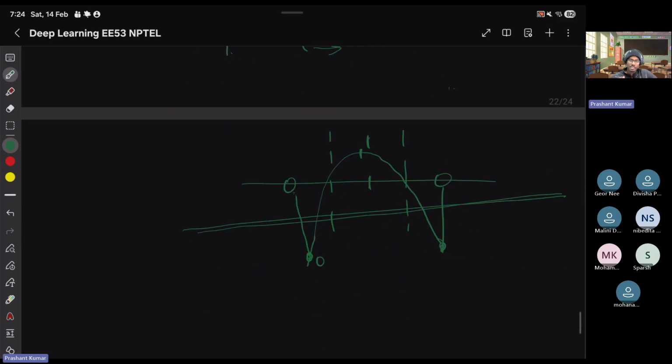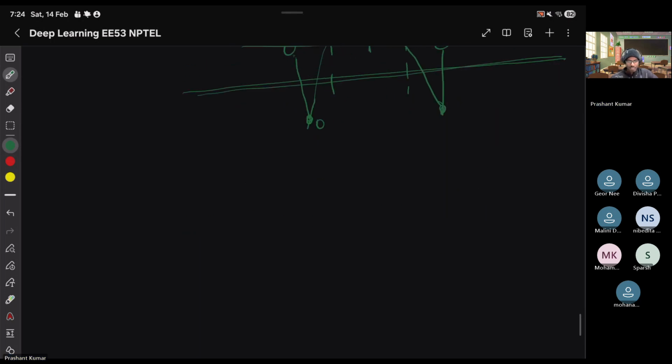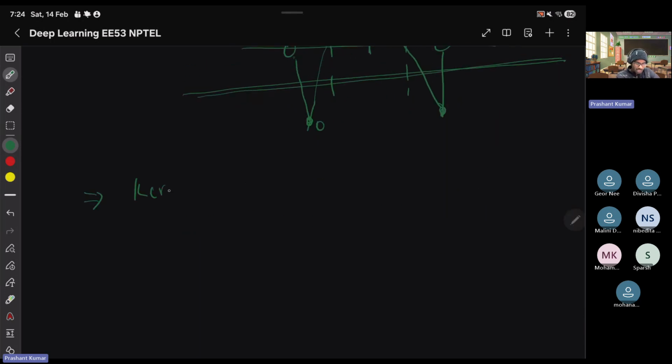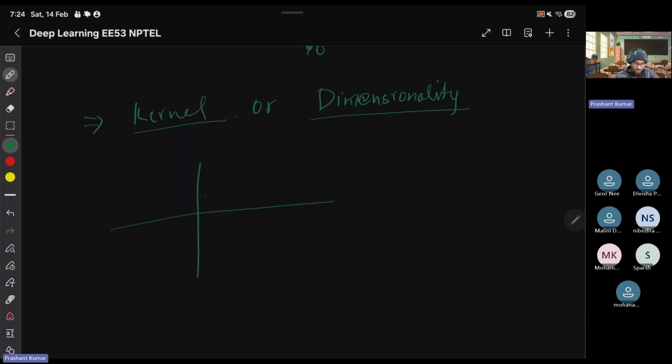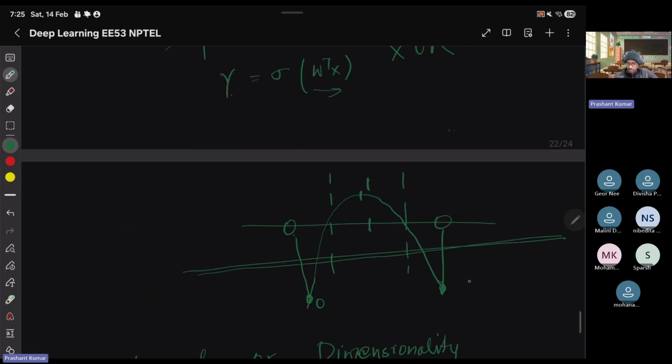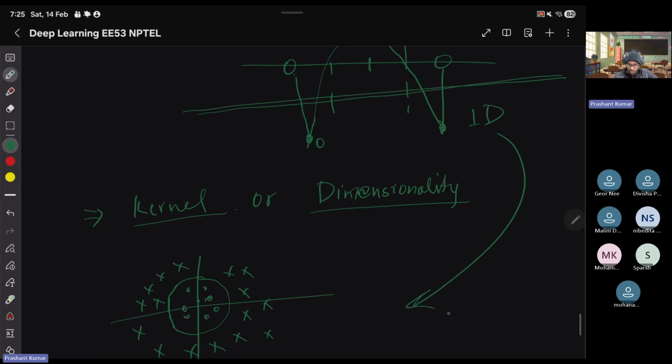So from here, the idea of kernel comes into the picture, or increasing the dimensionality. So let's talk about the kernel or dimensionality. Let's take a very classical example. You have one class, and the second class is around it. If you create a circle around it, this is 1D, and we are just doing it for 2D.